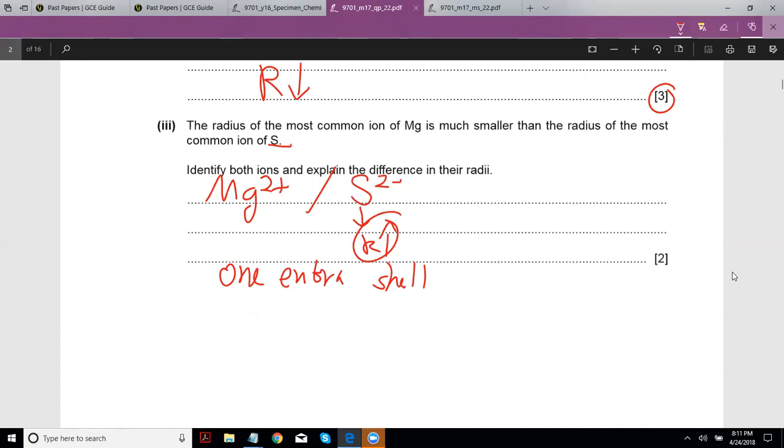If they wanted another point, I don't think they do here, but if you wanted to know, another way to look at this is that magnesium 2 positive, because it has lost 2 electrons, but the protons are obviously still the same.